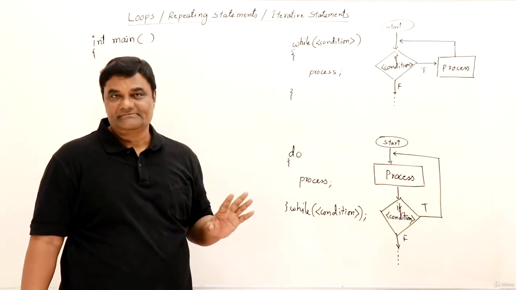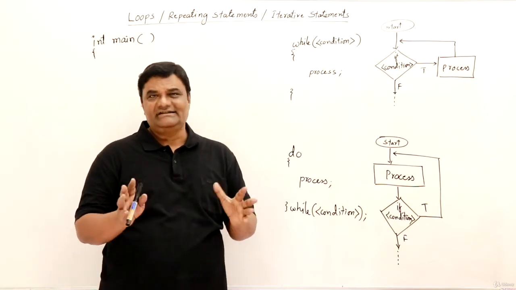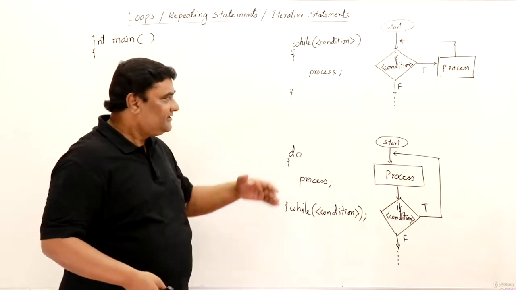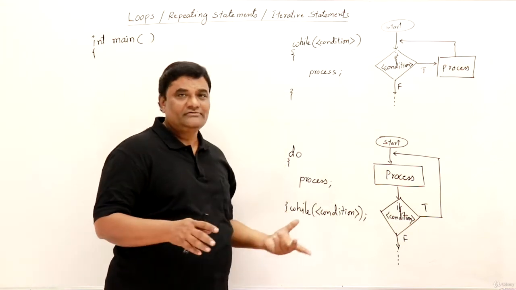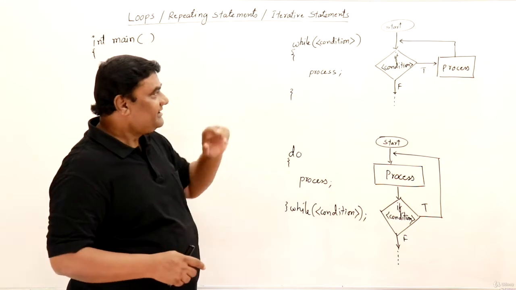This is the difference. Now, where to use them? Are there any different places to use? There's nothing like that. Mostly programmers use this loop also, this loop also. There's not a big difference. Now, let us understand diagrammatically.